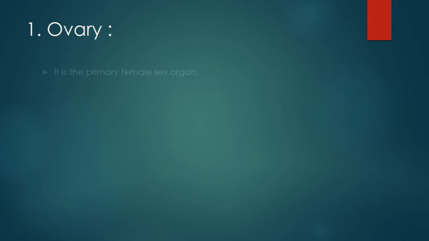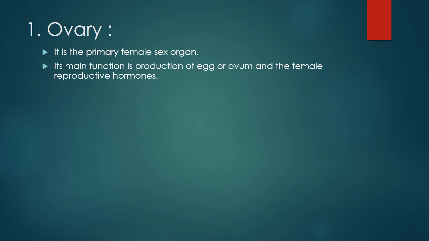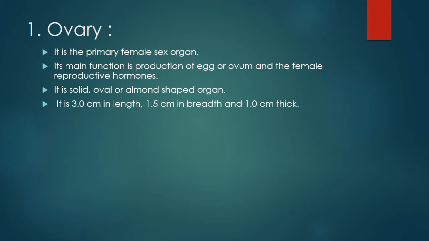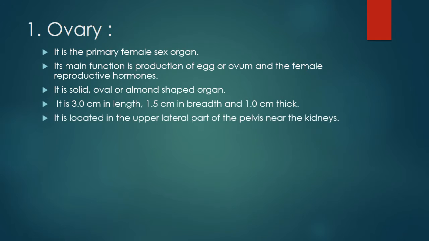First, ovaries. It is the primary female sex organ. Its main function is production of egg or ovum and the female reproductive hormones. It is a solid, oval or almond-shaped organ. It is 3.0 cm in length, 1.5 cm in breadth and 1.0 cm thick. It is located in the upper lateral part of the pelvis near the kidneys.